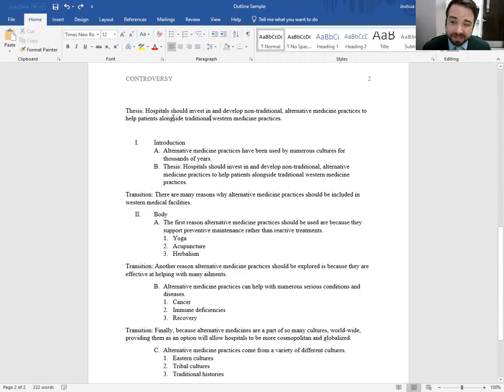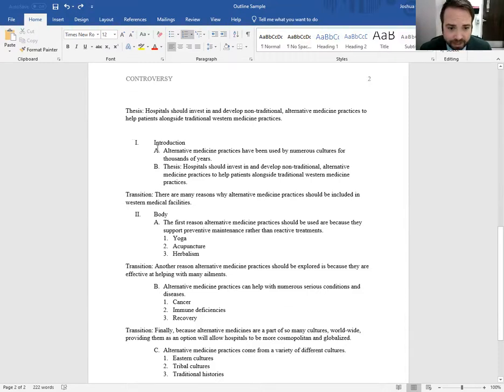It needs ideally to be a single sentence that makes it real clear what my paper is going to be arguing. My paper based on this is going to be all about why I think alternative medicine practices should be used to help patients alongside traditional Western medicine. Okay, so then Roman numeral 1 is for my introduction.